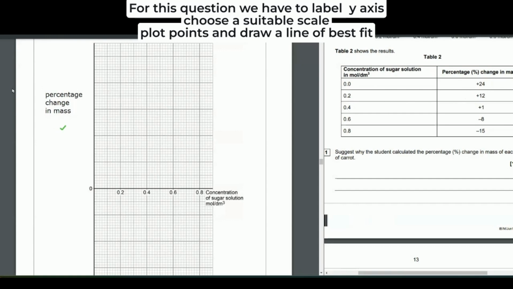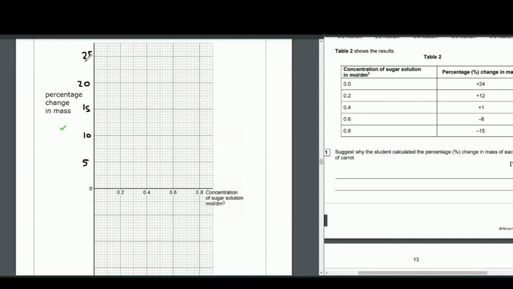We then need to plot these points. I'm going to go 0, 0, which is right on this line, and go up to plus 24. So I need to make a scale, and a suitable scale is going to get me marks. The maximum is 24, so I'm going to go 5, 10, 15, 20, 25. Now I need to work out how much each square is worth. There's 10 squares that cover 5 on my values on the side, so each square is worth a half.